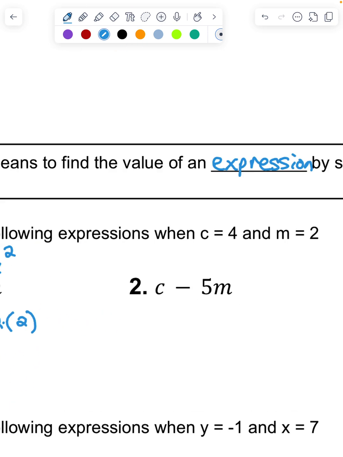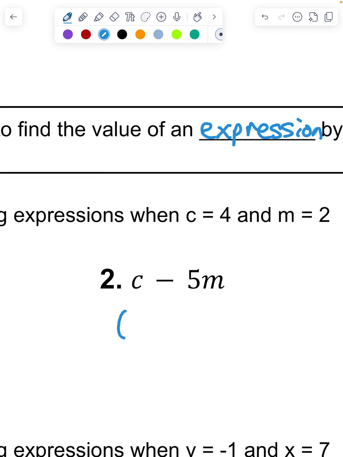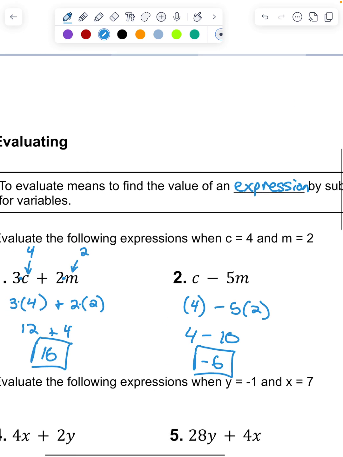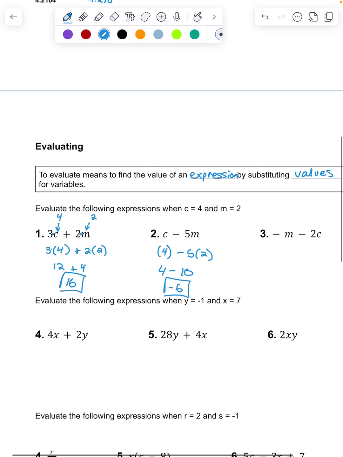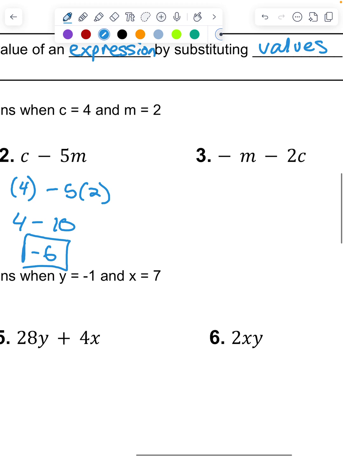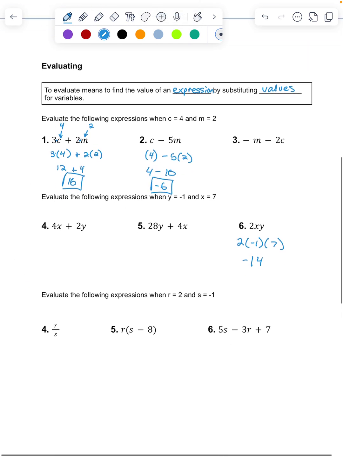Same thing over here. We're replacing our C with 4, and we're replacing our M with 2. So we'll have 4 minus 5 times 2, which is 10, and that is going to give us negative 6. Same thing goes down here. You might even have an example where they're being multiplied to each other. 2 times negative 1 times 7. Multiplication order doesn't matter, so this would be negative 14.